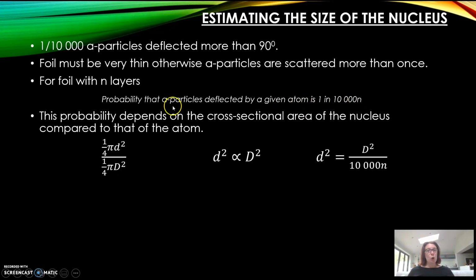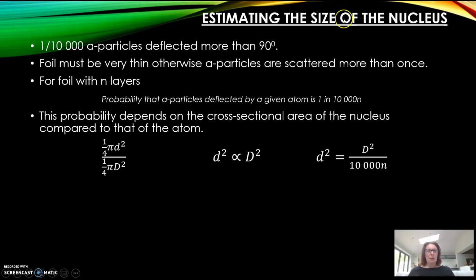If you had 2 layers, then the probability it would hit a particular atom would be 1 in 10,000 times 2, which is 1 in 20,000, because you have twice the number of nuclei. So the probability of it hitting one particular one, okay, would be twice as small.